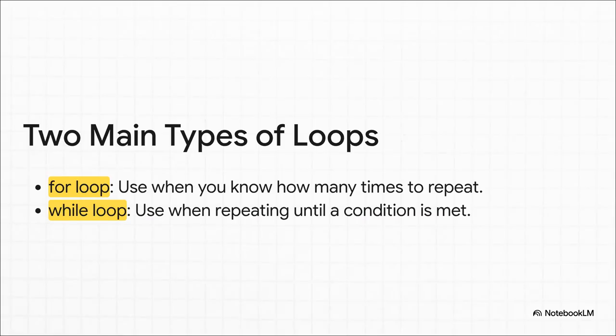So you've got two main kinds of loops in your toolkit. You'll want to use a for loop when you know exactly how many times you need to do something, like go through every single item on a shopping list. But you'll use a while loop when you need to keep going until a certain thing happens, like in a game that keeps running until the player runs out of lives.